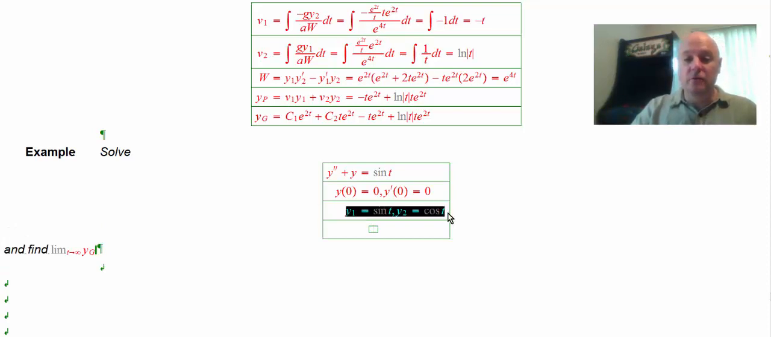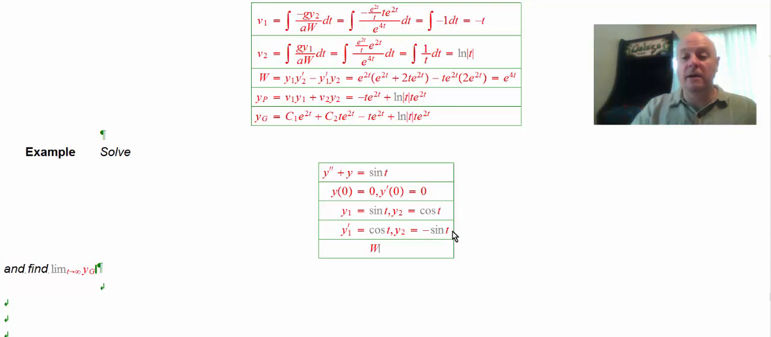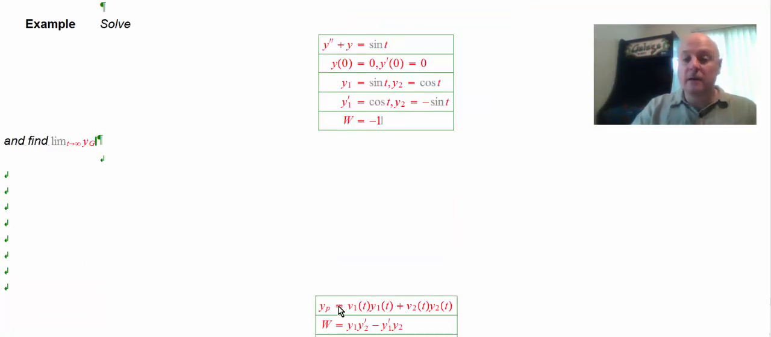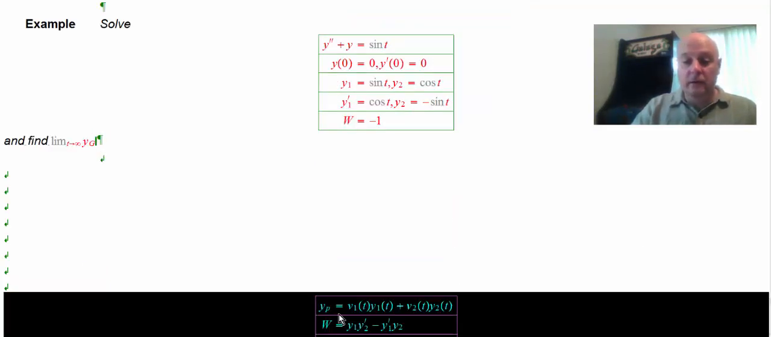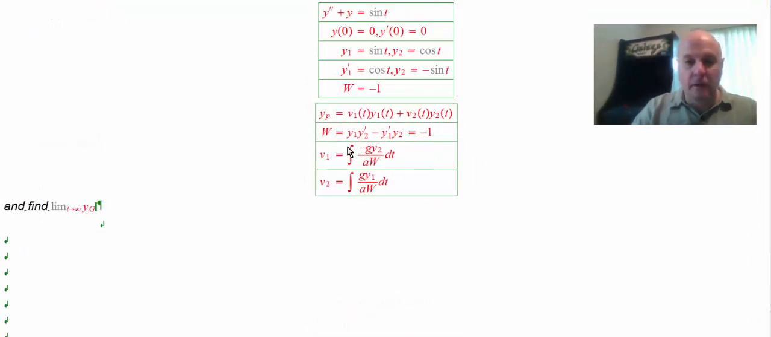We need the derivatives, y1 prime and y2 prime. When I take the derivatives, let's just do the Wronskian right now. The Wronskian is going to be minus 1, not 0. The a is 1, the g is sine t, so let's get our pieces that we need here. Our Wronskian we already got is minus 1.